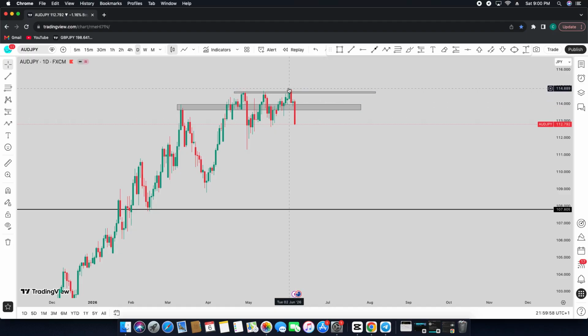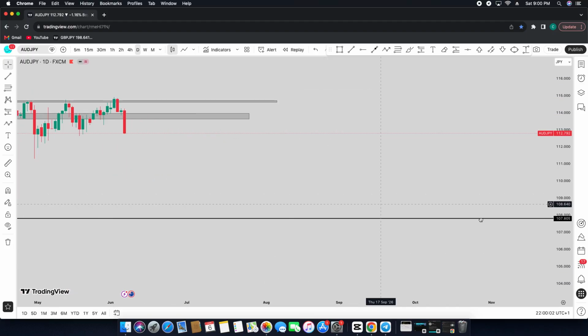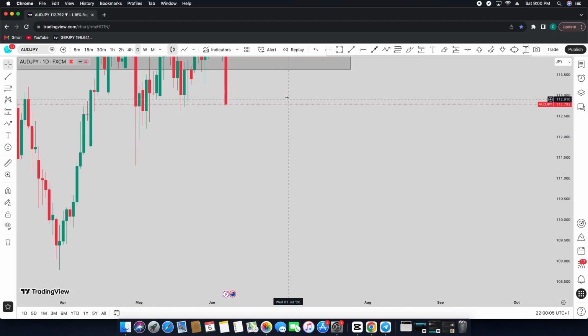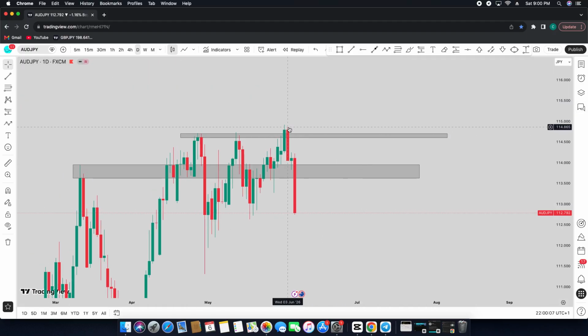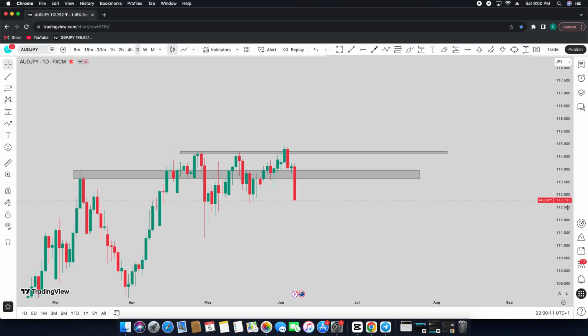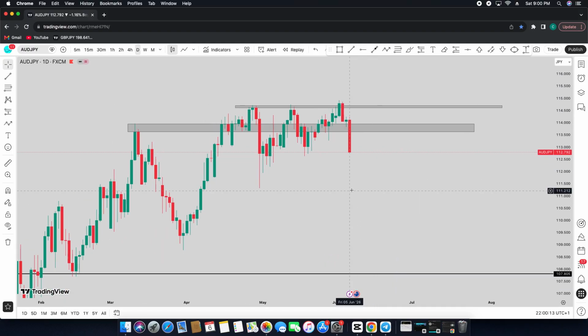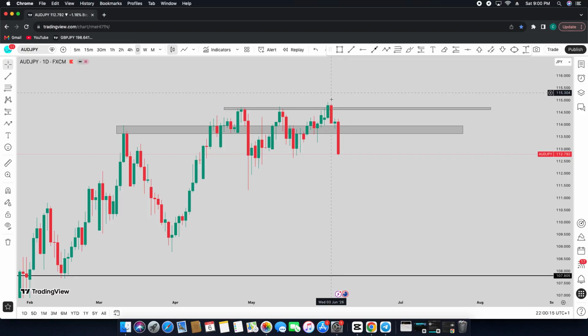But obviously we had a break and close above this resistance level, which indicated that we are still very much bullish on this market. So going into next week, what I want to see is we have a break, there's a pullback. I want to see the market coming back and I'll be interested in taking buys above this resistance level.